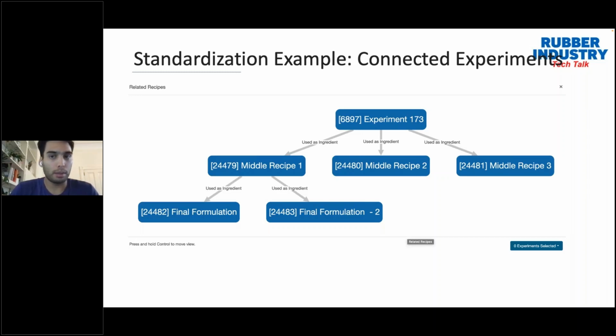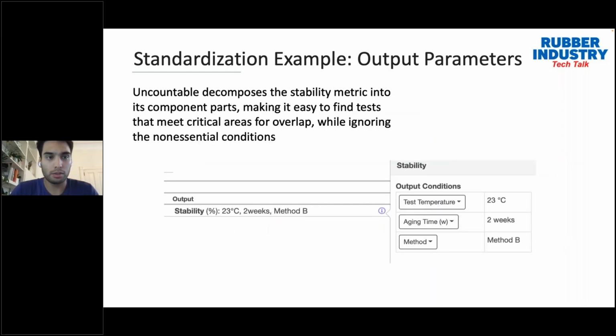Another way that Uncountable helps standardization is through recording the results of your tests. This is a good example, because if you think about a traditional LIMS solution, it is going to take this particular test and probably have it in a free text format: Stability, 23 degrees C over aging time of 2 weeks using this method B. Within the Uncountable platform, we create these as separate conditions for your test, so that we can have these as different values here: 23 degrees C, 2 weeks, method B.